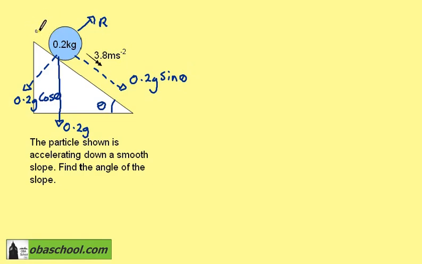There's no frictional force since we're told that the surface is smooth. The acceleration is in this direction, and the reaction and the 0.2 g cos theta must be in equilibrium. And we can ignore the 0.2 g since we've put the components on, and the components have the same effect as the weight.